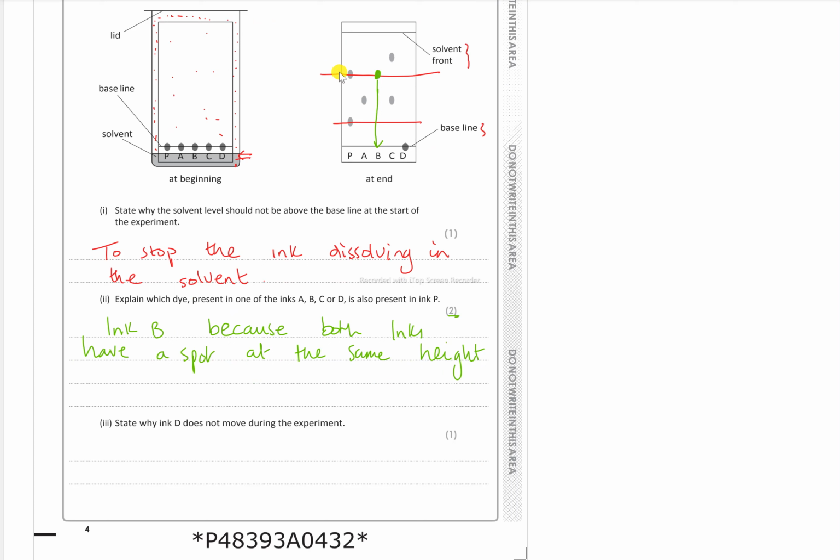Explain why ink D does not move. So that one there stayed there, because it doesn't dissolve. It is insoluble in the solvent.